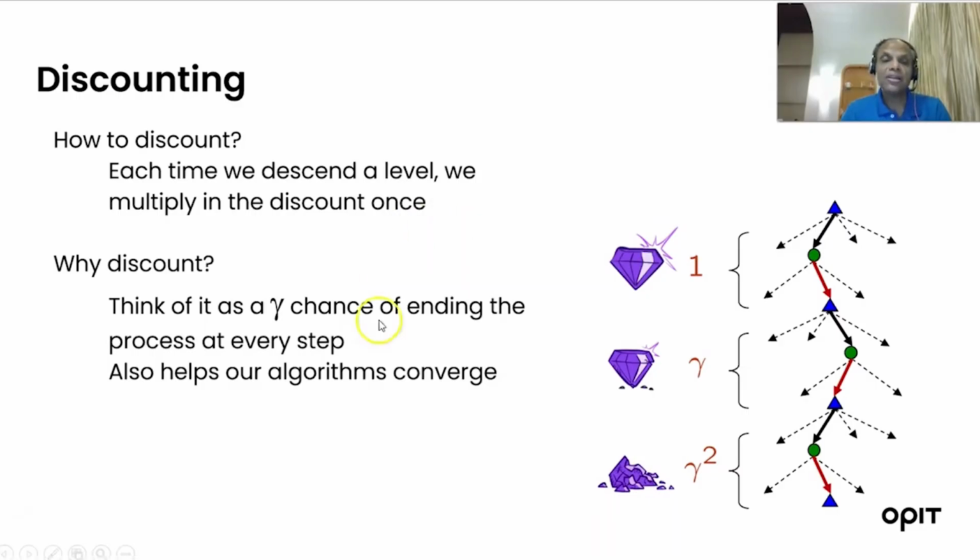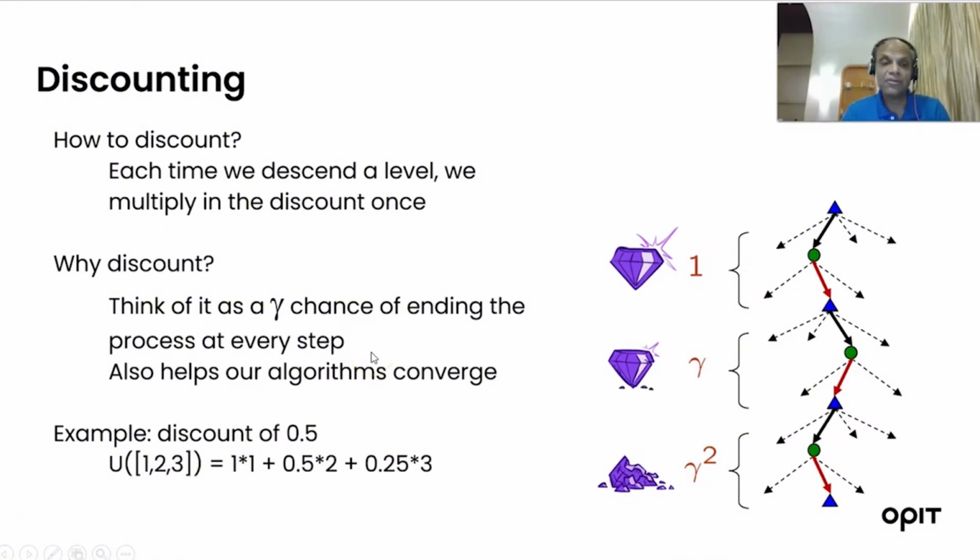There are 2 advantages of this. One is to model real life situations where something is worth more now and is worth less in the future. Also, this discount factor helps algorithms converge, as we will see with the MDP algorithms. So one example could be a discount factor of 0.5. As you can guess, 1 here, 0.5 here, 0.25 here, and then as you go downwards, the reward decreases further and further.